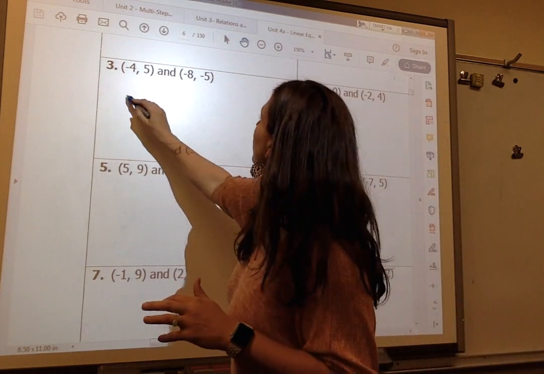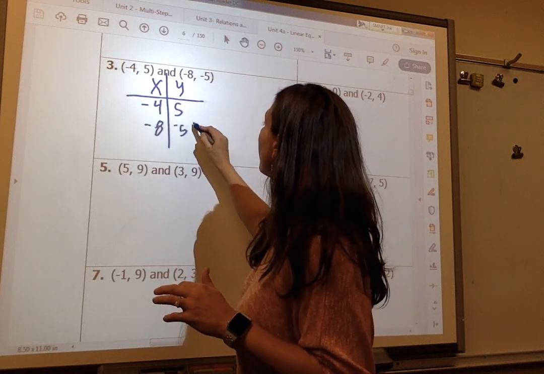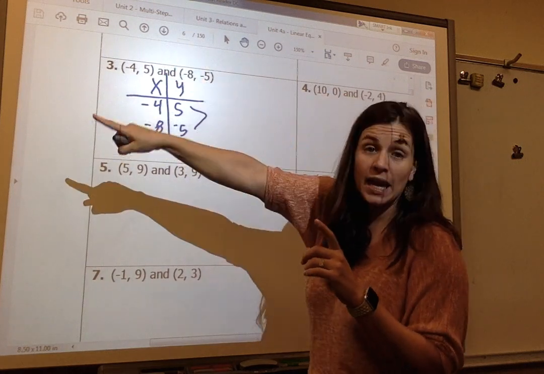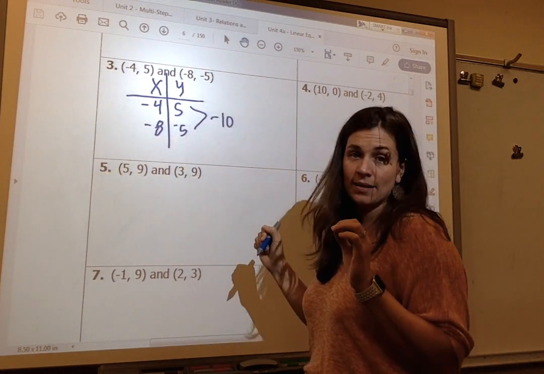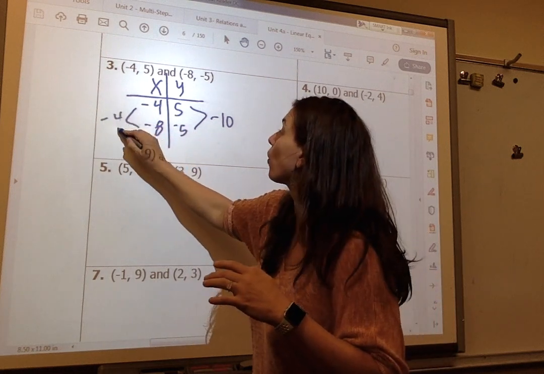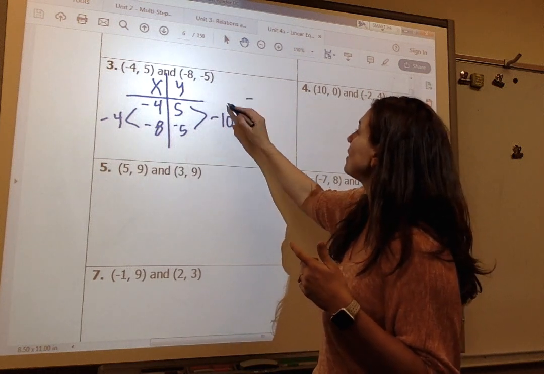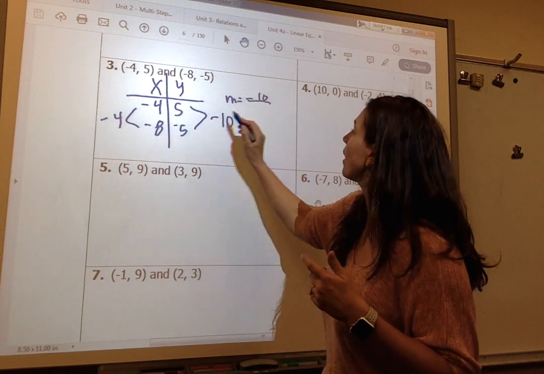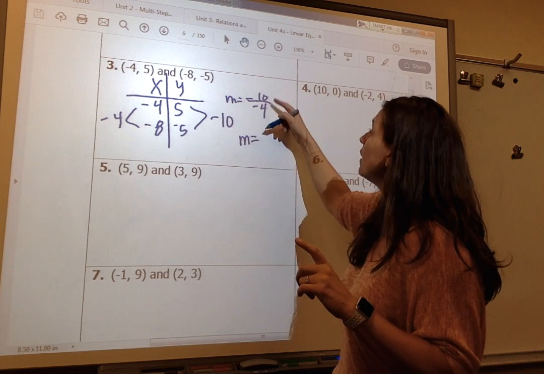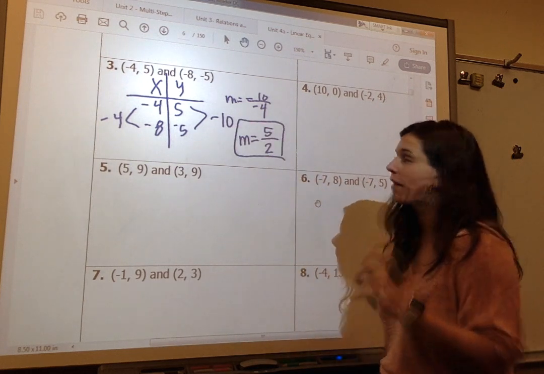So in number 3, x, y, here's -4 and 5, -8 and -5. So how are they, think of a number line, how are they getting from 5 to -5? They are subtracting 10. How do you get from -4 to -8? You subtract 4. -4 minus 4 is -8. So now I have my change in y is -10 over -4, but I can simplify. A negative divided by a negative is a positive. 2 goes into both of those, so my slope is really 5/2. Remember to simplify that fraction.